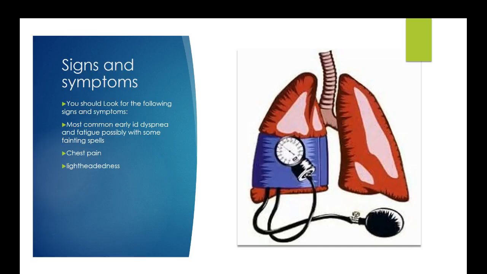So the signs and symptoms, what do we have to look out for as a nurse? We have to be keen. We have to be constantly looking for signs and symptoms. And again, as I've mentioned before in other lectures, we have to basically say, okay, this is here, that shouldn't be there. So what are those signs that we should be looking for? The most common and early signs are dyspnea, fatigue, and possibly some fainting spells, or syncope, or near syncope. Chest pain, of course, and lightheadedness.